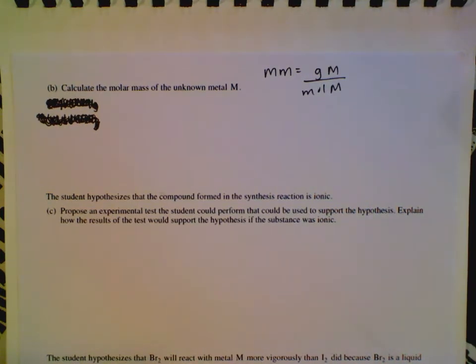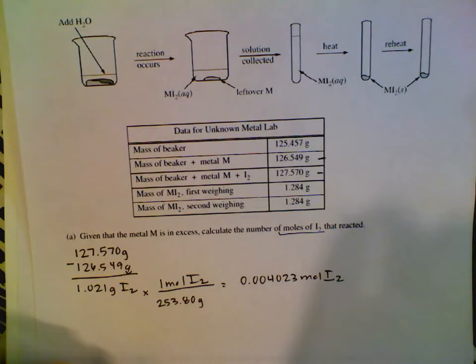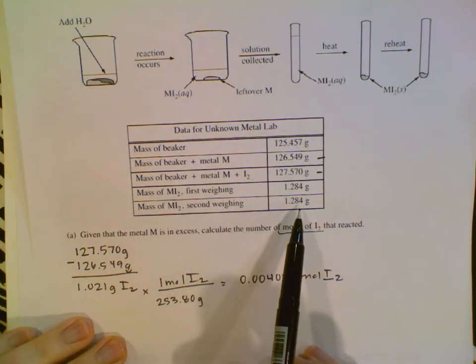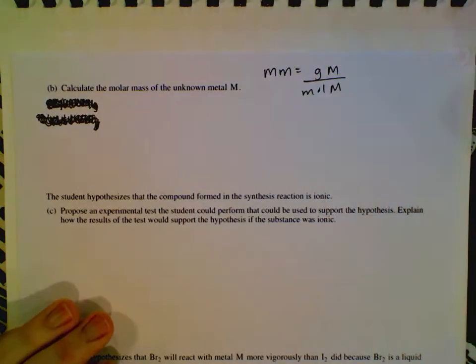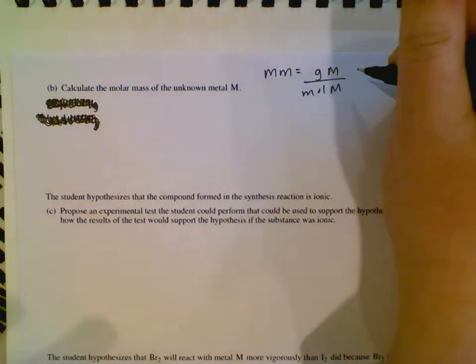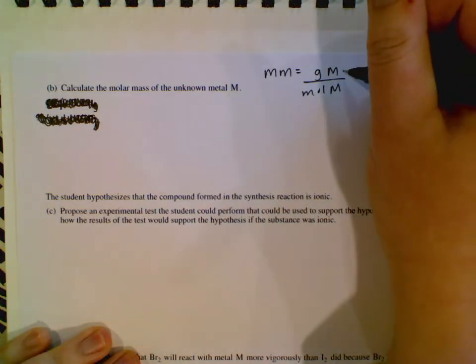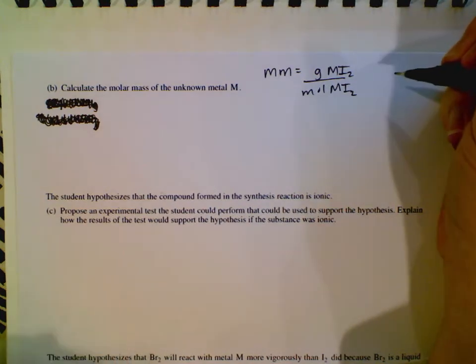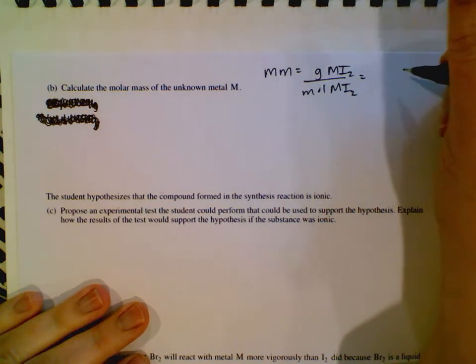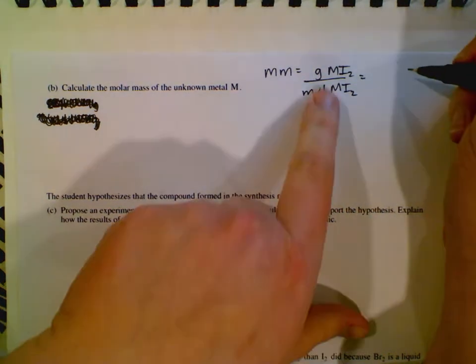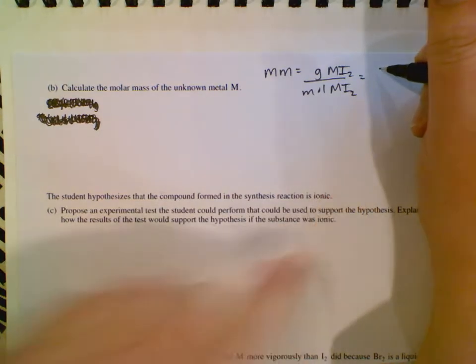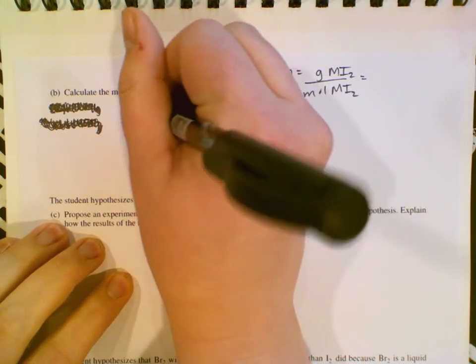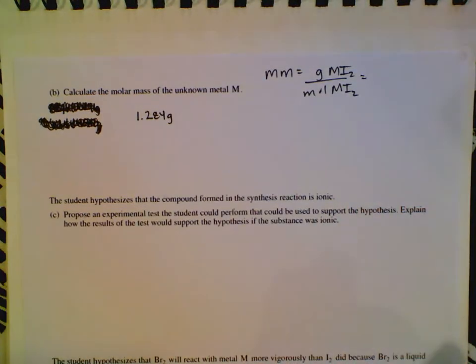So what I know in my problem from my data is that my overall compound MI2 weighed 1.284 grams. If I want to find the molar mass of M, right now my M is trapped in MI2. So maybe if I figure out the molar mass of MI2, I could then take out the mass of the iodine and figure out the M on its own. So right now I know that my mass of MI2 is 1.284 grams.